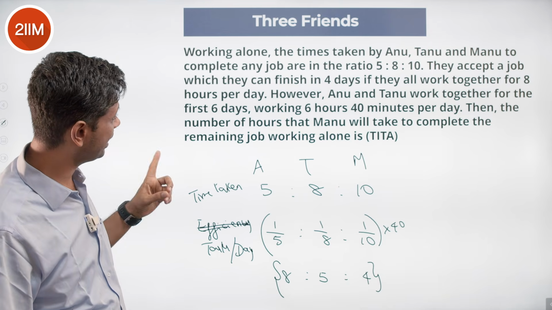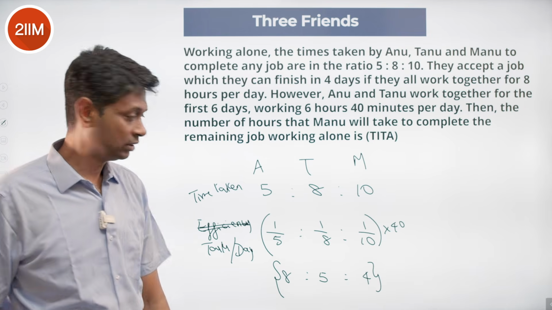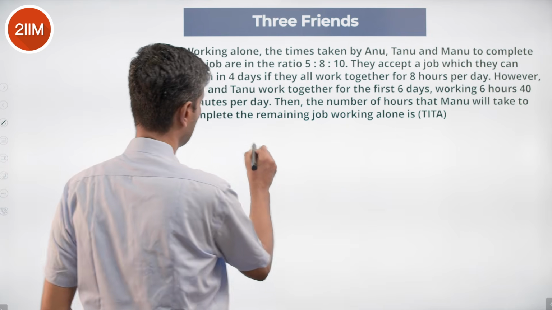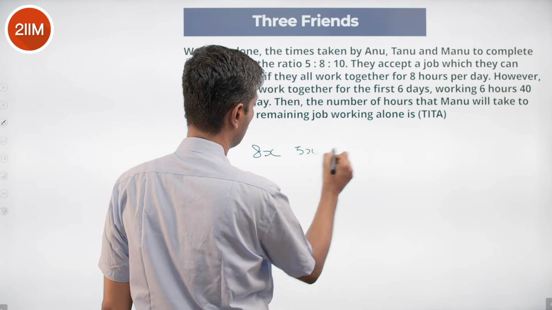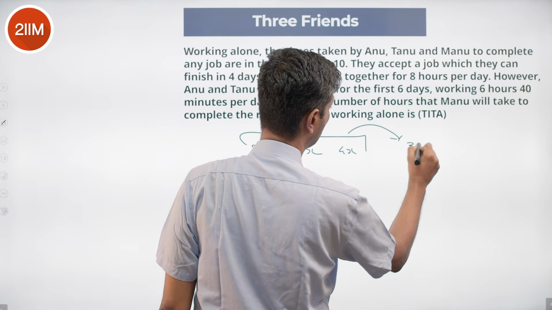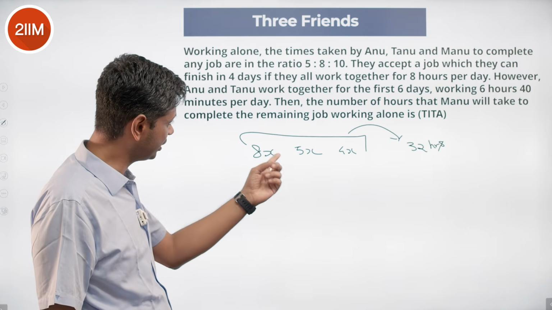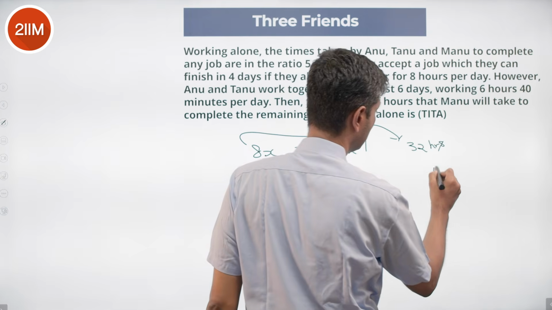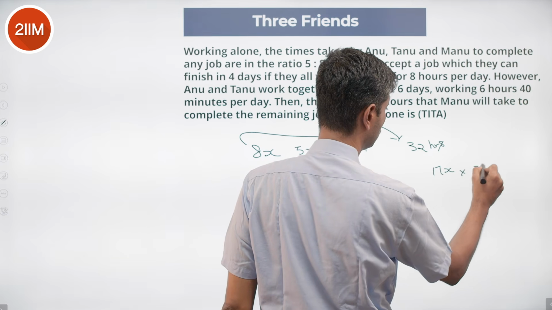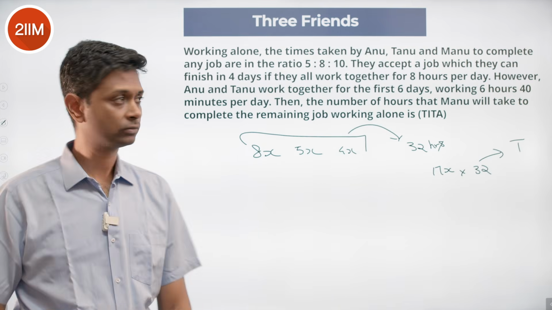They accept a job which they can finish in 4 days. They all work together for 8 hours per day. That means if I think of it as 8x, 5x, 4x, all three put together, in 32 hours they can finish the task. 8x plus 5x is 13x plus 4x is 17x. 17x into 32 is the total task. That's the task ahead of them.